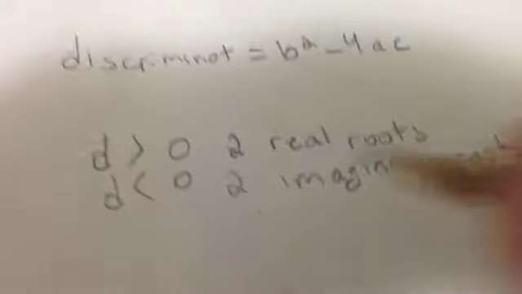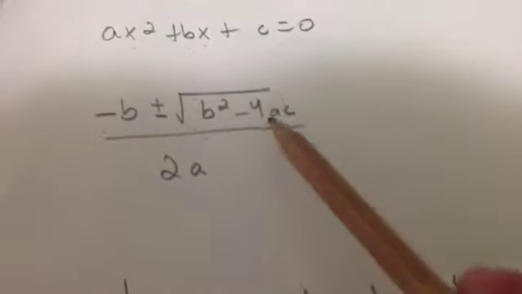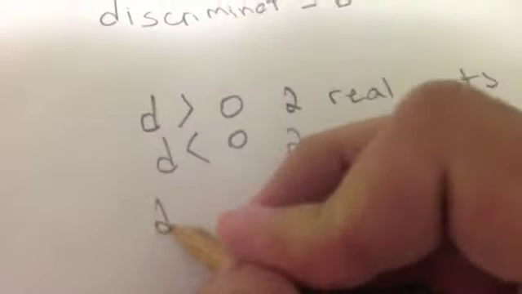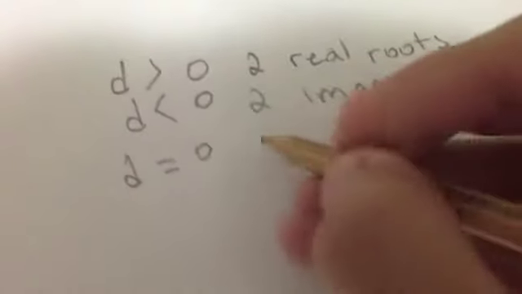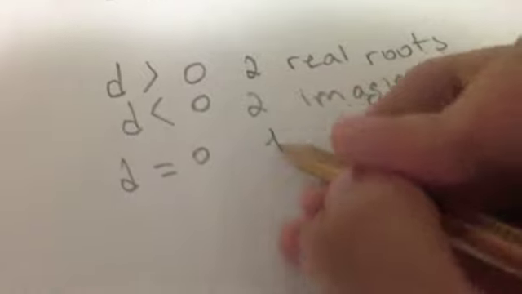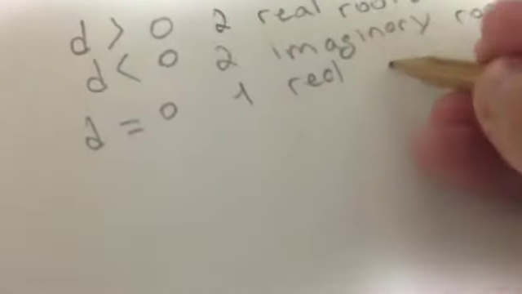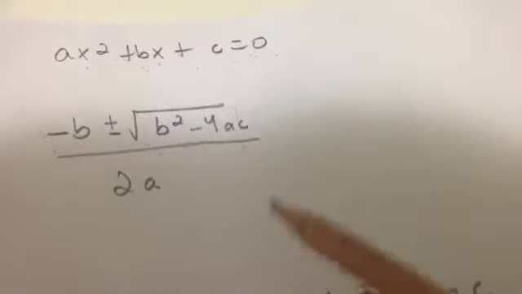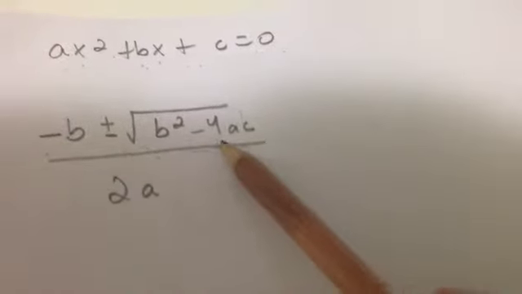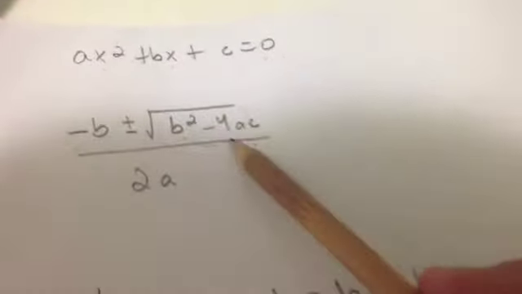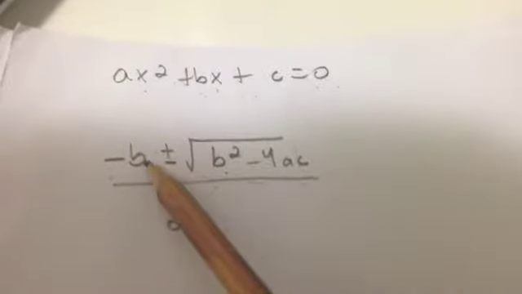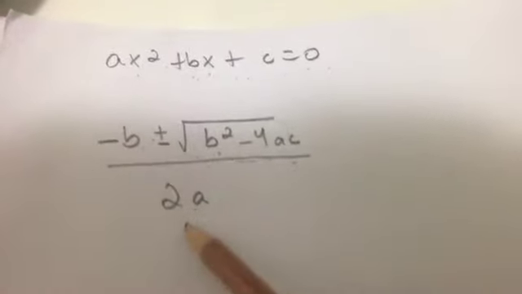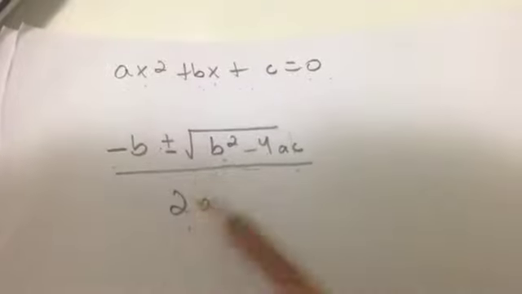And finally, when the discriminant is equal to 0, it will have 1 real root. In other words, all of this will be equal to 0, and your answer will just be opposite b over 2a, which will be equal to 1 root.